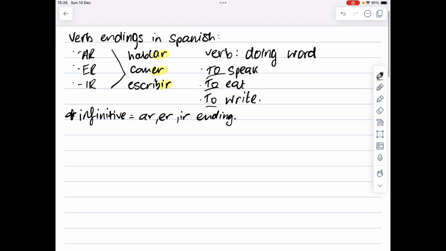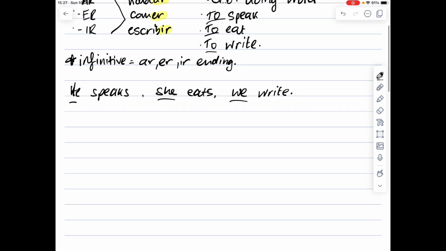When we move on to conjugations, we need to understand what conjugating actually is. Okay, so in English, we say things like he speaks, she eats, we write, okay? Again, they have those pronouns in front of the verbs. Well, in Spanish, instead of putting them at the front, we put them at the end, and the verb changes depending on who is doing it. And we're going to go over those changes now.